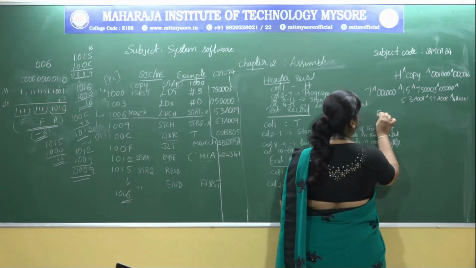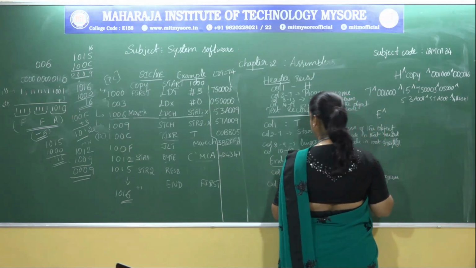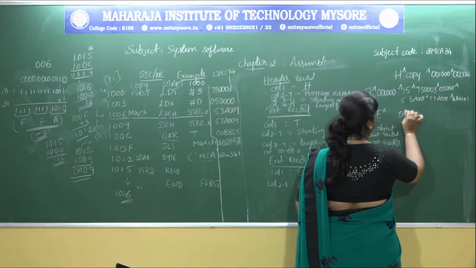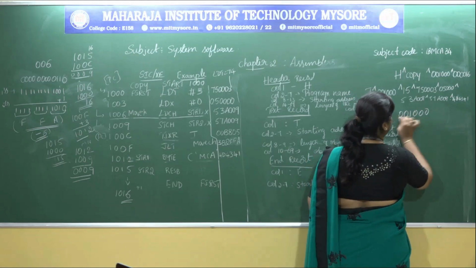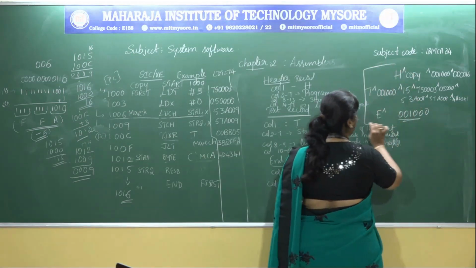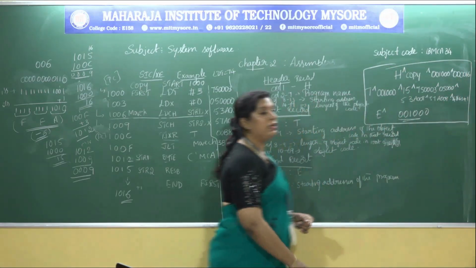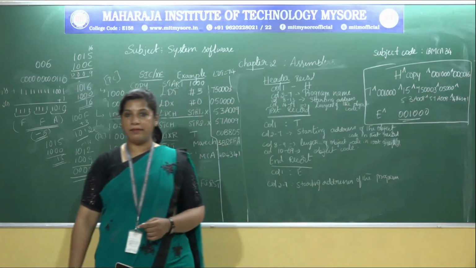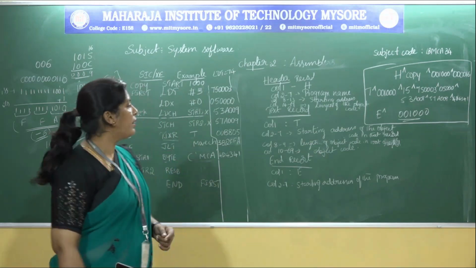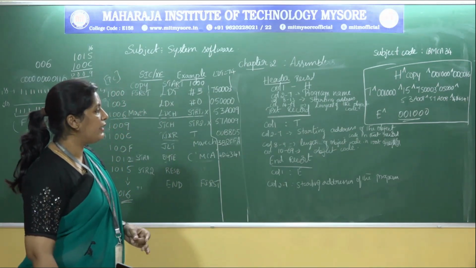Next is the end record, which holds the starting address. What is the starting address? It is 1000. So this is completely called an object file. That object file has 3 different kinds of records: header record, text record and end record.